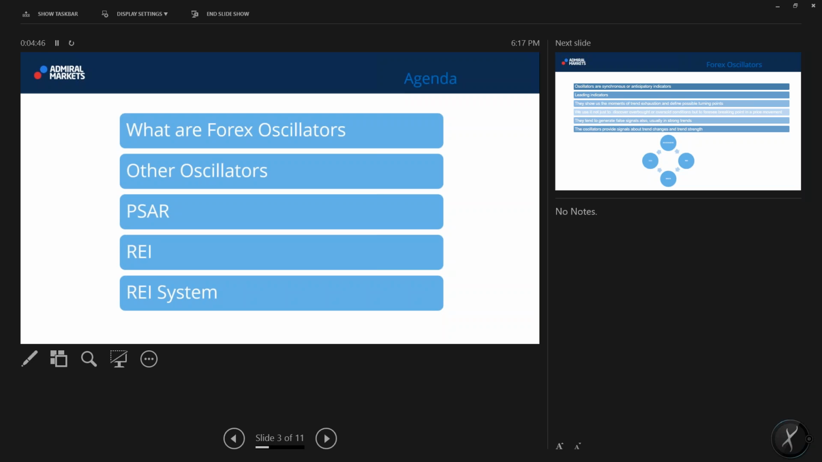So today's agenda from my part is: first we will start with what are Forex oscillators, then I will mention other oscillators, then of course we will go through indicators that are supposed to be used in the system, such as PSAR, REI, and finally the REI system, but in short I call it the array system.